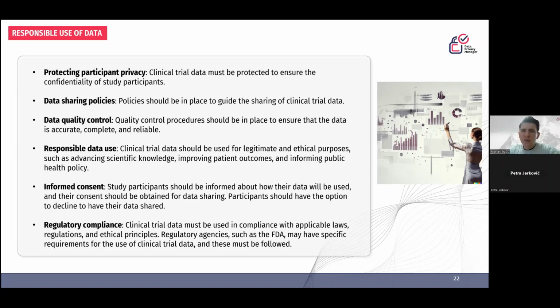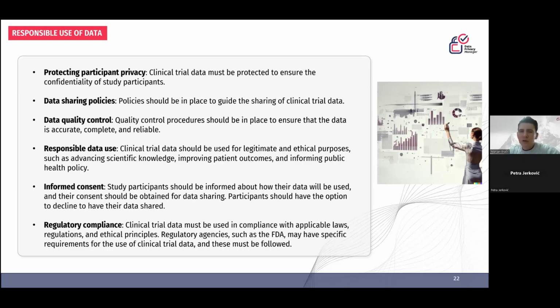And this is really very important. So at any point in time, you need to have a system that will be able to provide you in real time with information on what you are able to do with the data, what you have communicated to the individuals. Has this been approved by your ethical board? And so on. So also informed consents: the patients must be informed of how data will be used, and their consent must be obtained for data sharing as well.